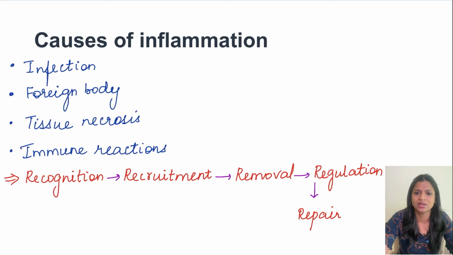After that, the WBCs reach the site of injury and remove whatever the offending agent was. That is the removal step. After that, once it has cleared all the offending agent, the inflammation has to stop. Otherwise, it will be deleterious to the host cells also. This termination of the inflammation happens because of the regulation step. Then once everything is done, the cell has to go back to normalcy or near normalcy. That happens because of cell repair. So we'll be seeing them one by one in detail.